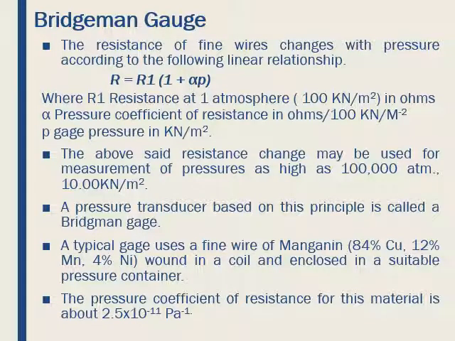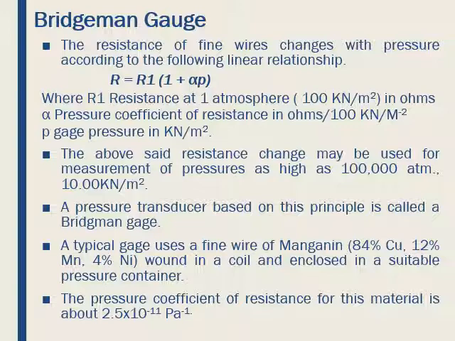So in the pressure measuring devices, let us go to the first one. The resistance of fine wire gauges changes with the pressure according to the following linear relationship. That is, R is equal to R1 of (1 plus alpha P), where R1 indicates the resistance at 1 atmosphere in ohms, alpha is the pressure coefficient of resistance in ohms per 100 kilonewton per meter square, and P is the gauge pressure in kilonewton per meter square.